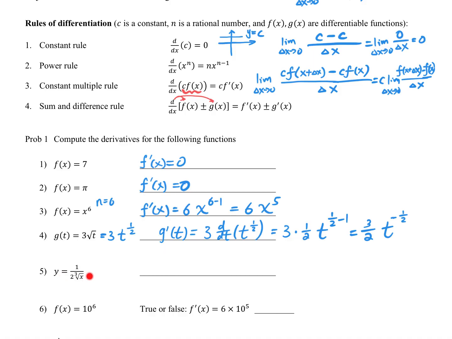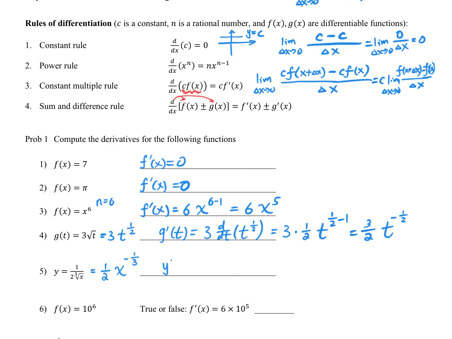In this example, very much alike to the previous example, we can rewrite this into an exponent form and then apply both the constant multiple rule and the power rule. You may want to pause the video and give a try first. So here 1/2 is actually my constant, right? X to the negative 1/3, the negative 1/3 is the exponent.